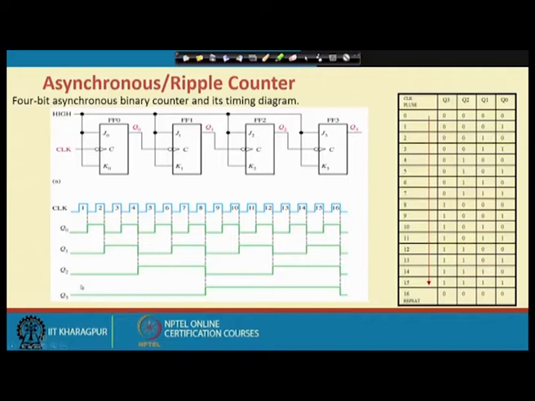If you look into the pattern, initially it is 0 0 0 0, then it is 0 0 0 1, then 0 0 1 0. So it generates this particular sequence, 0 0 0 0 to 1 1 1 1, and then it repeats the sequence from state 16. This way we can have this 4-bit asynchronous binary counter.